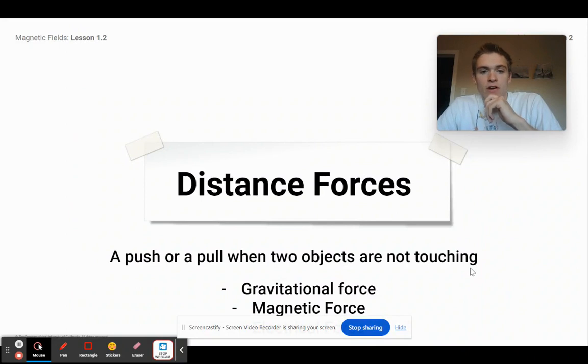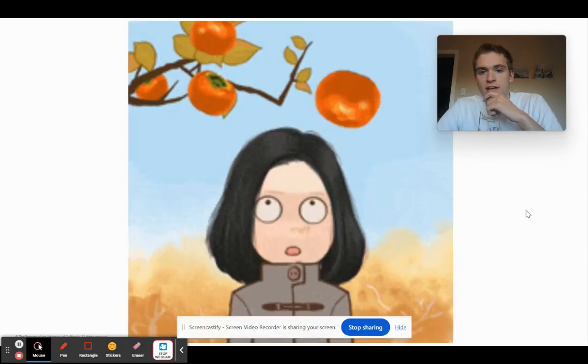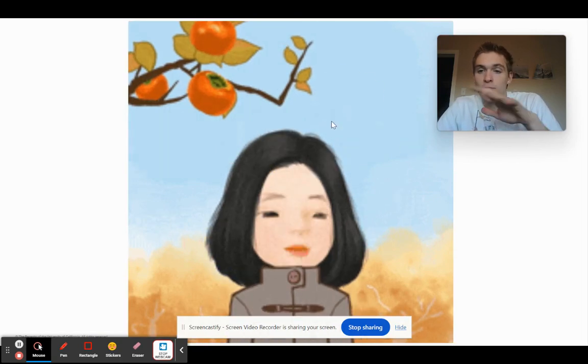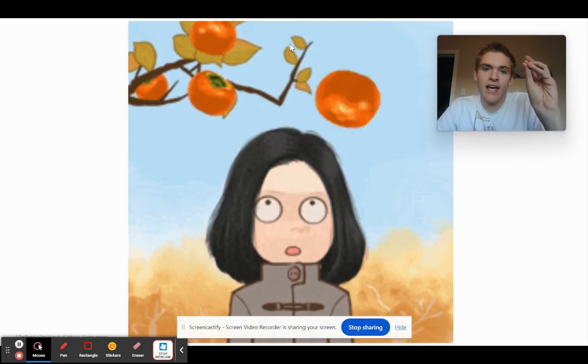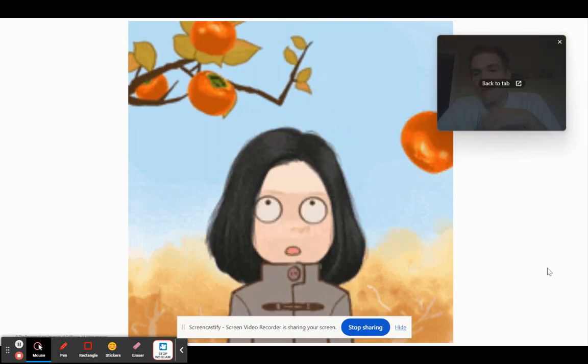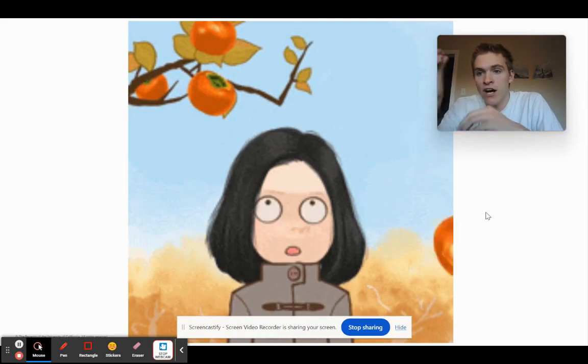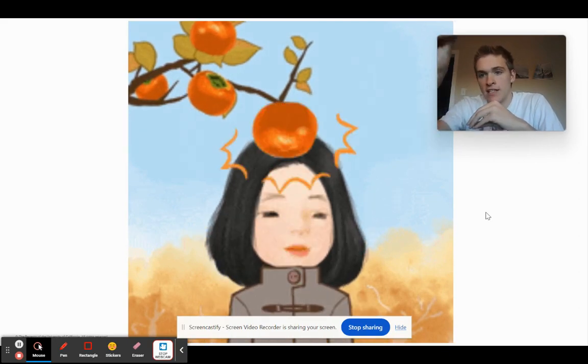Distance forces are a push or a pull when two objects are not touching. This is gravitational force, magnetic force, and electrical force. We've learned about gravitational force, but we haven't learned about magnetic forces yet. This is an example of a gravitational force. An apple is falling on this girl's head and it's bouncing off. That is gravity. They are not touching, but there's still a force acting on the apple.